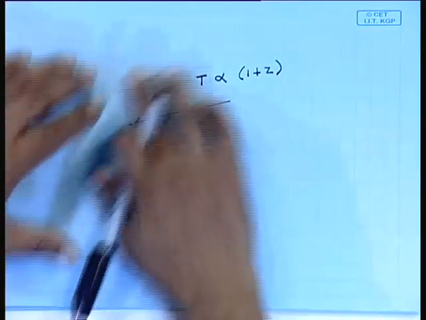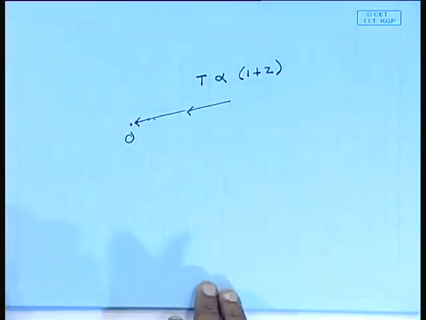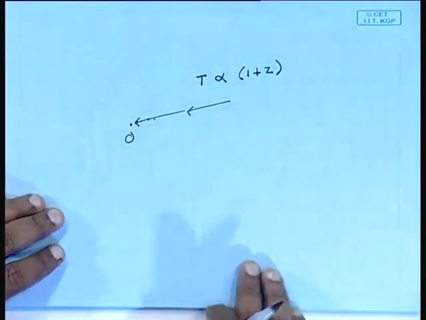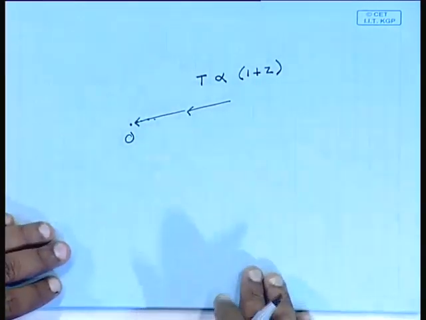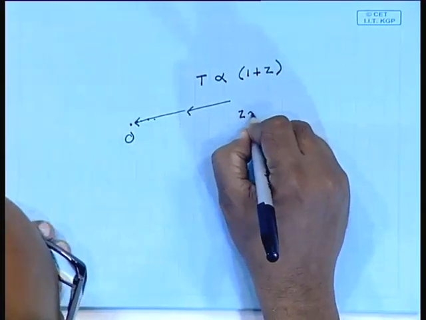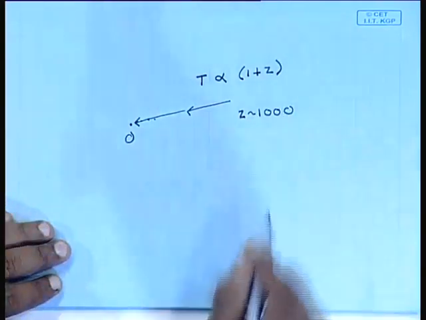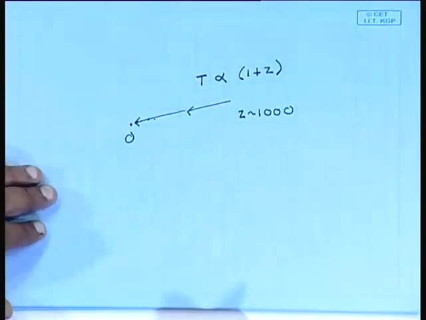Now, this radiation does not interact with matter. If you go sufficiently back into the past, at a certain epoch, it is known that this is at a redshift of around 1000, the temperature is sufficiently high and this radiation interacts with the matter. It ionizes the matter and they are now interacting and in thermal equilibrium.